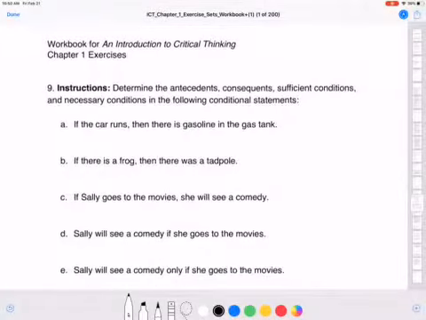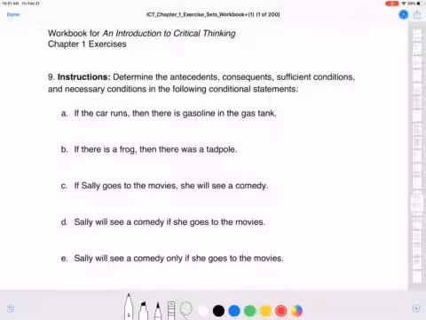In the first one, I think it's pretty straightforward because here we have the word "if," here we have the word "then." What comes after the "if" is the antecedent. What comes after the "then" is the consequent. The sufficient condition is that the car is running, and the necessary condition is that there's gas in the car, because the car isn't going to run on empty. So gasoline in the tank is necessary, right? If the car is running, then there has to be gasoline in the tank. Namely, gasoline is necessary for the car to run.